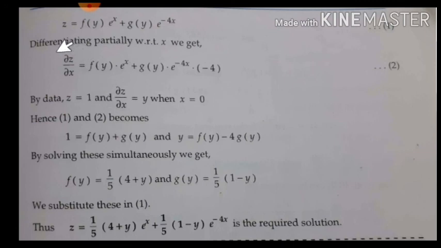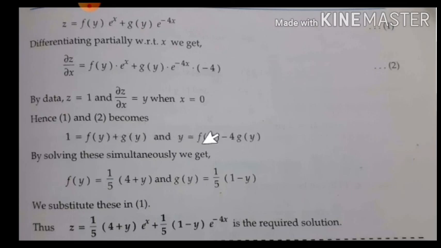Here in the partial derivative, we partially differentiate equation 1 with respect to x. So f(y) as it is, the derivative of e^x is e^x, plus g(y) constant, hence as it is, the derivative of e^(−4x) is −4 e^(−4x). Now in this you need to substitute the second condition. ∂z/∂x is y and x is 0, which means this is 1 and this is also 1. So we get y equals f(y) − 4g(y).